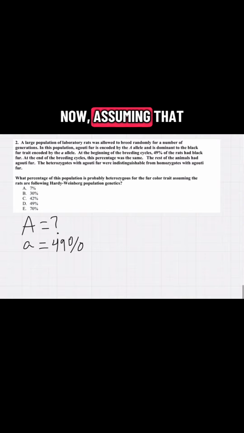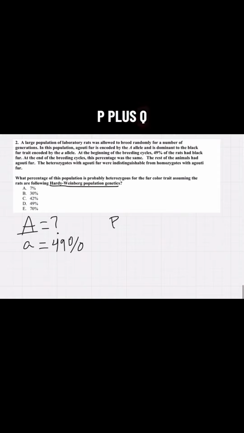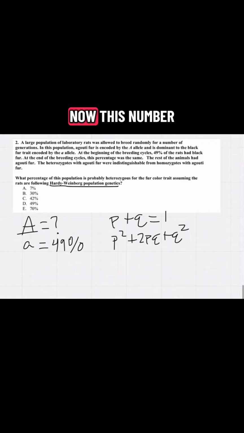Now, assuming that they're following Hardy-Weinberg population genetics, we can use two equations to help find this number. P plus Q is equal to 1, and P squared plus 2PQ plus Q squared equals 1. Now, this number right here is given to us in this form because they're following Hardy-Weinberg population genetics.